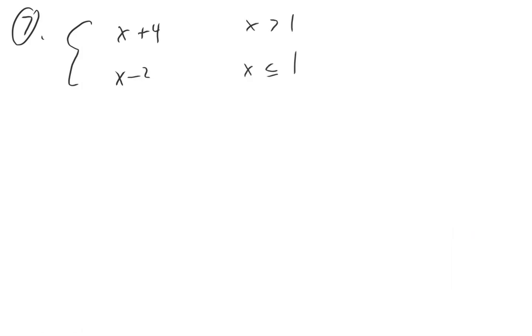So first of all, what we're going to do is plug 1 into the top formula. When we plug in 1, we're going to make an open circle because this inequality does not say equals. So I'm going to plug in 1 for x, and I'll get 1 plus 4 is 5. But that's an open circle.